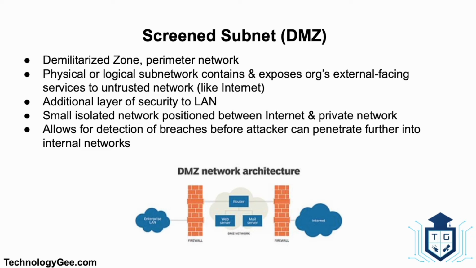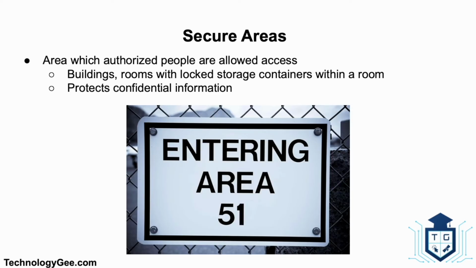The purpose of a DMZ is to add an additional layer of security to an organization's LAN so that an external node can access only what is exposed in the DMZ, while the rest of the organization's network is firewalled. The DMZ functions as a small, isolated network position between the internet and the private network, and if its design is effective, it allows the organization extra time to detect and address breaches before they further penetrate into the internal networks.